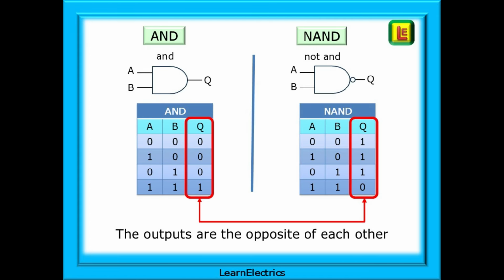Now for the NAND gate on the right. Think of NAND as being not AND, not what the AND gate will do. So, if any input is 0, the output will be 1 this time. If both inputs are 1, the NAND gate outputs a 0. Look at the two truth tables, AND and NAND. The outputs are the opposite of each other.